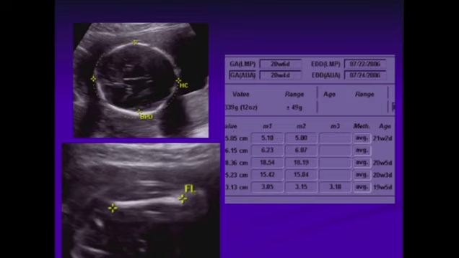For example, in this particular patient, the femur is measuring 19 weeks, 5 days, and the biparietal diameter, 21 weeks, 2 days. The age by dates is 20 weeks, 6 days. And it turns out that in Down syndrome, they tend to have a slightly rounder head, meaning a bigger BPD, and again, the short femur.